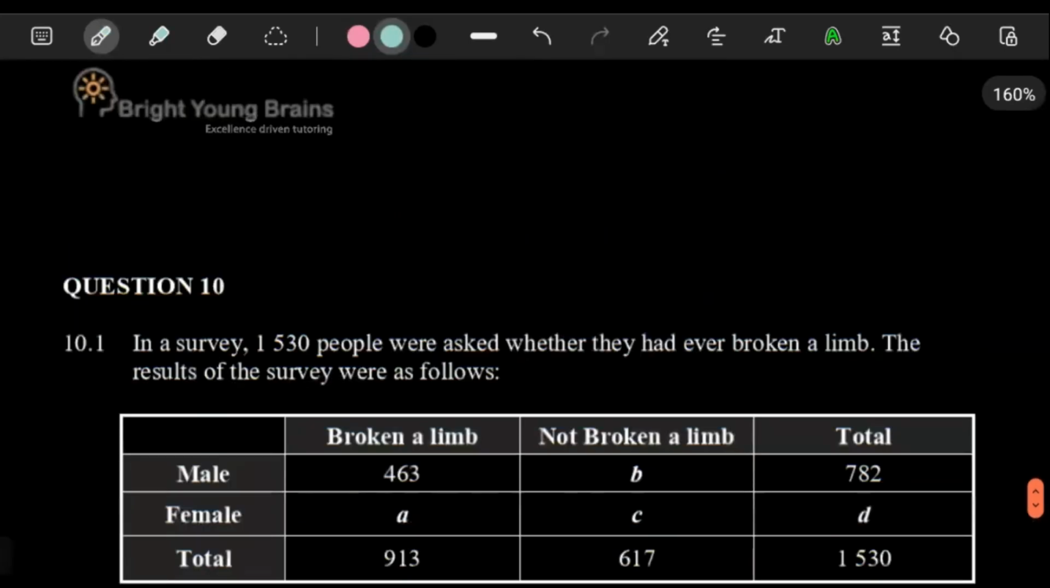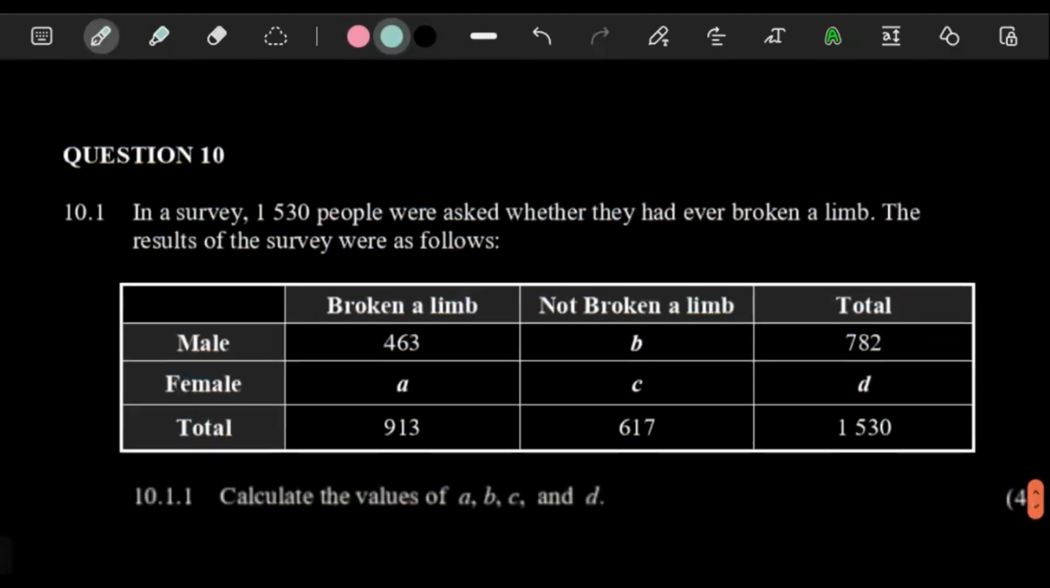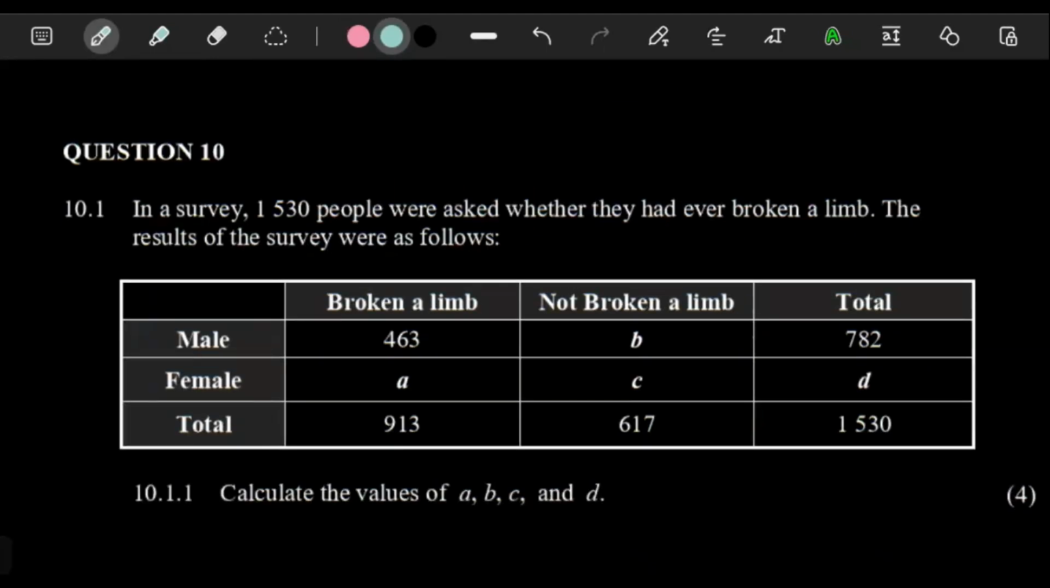Question 10 here, we have probability. It says the following. In a surgery, 1,530 people are asked whether they had ever broken a limb. Then they said here, the results of the survey were as follows. Okay, so broken a limb, 400 people that have broken a limb, people that have not broken a limb, and then the totals here. So here we have males, and then we have females, and then we have the totals.